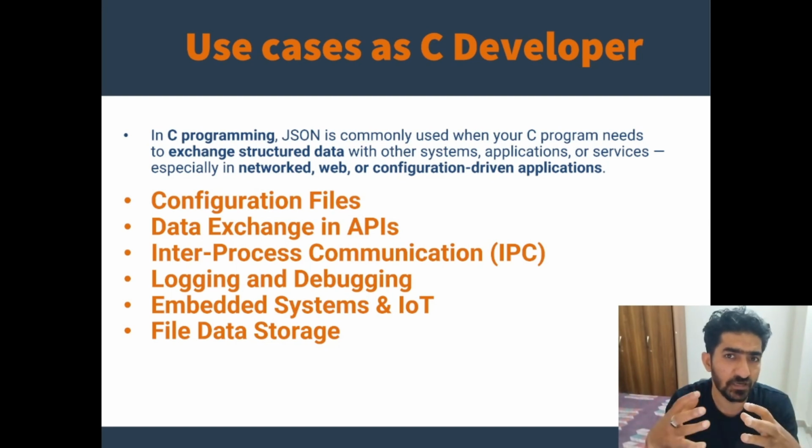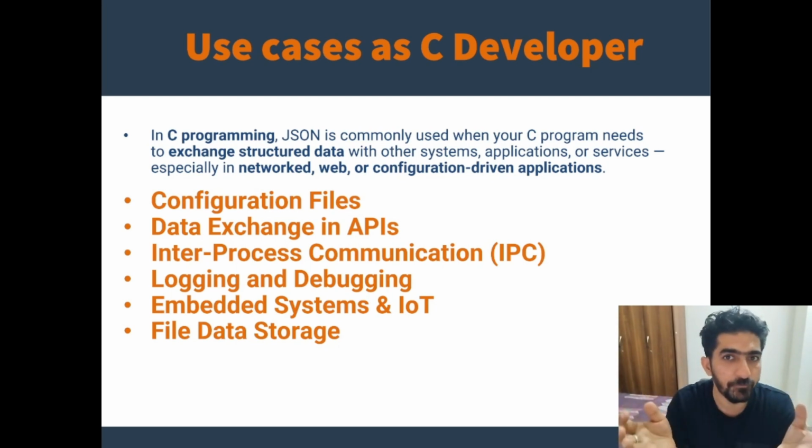So when the service starts, it will load this configuration at boot time and do the operation related to that. So this is being used in configuration files as well. Also, they can be used in data exchange in APIs, like we see in the cloud APIs. We are exchanging the data with the cloud, and this is one of the use cases. Then we use it in inter-process communication as well.